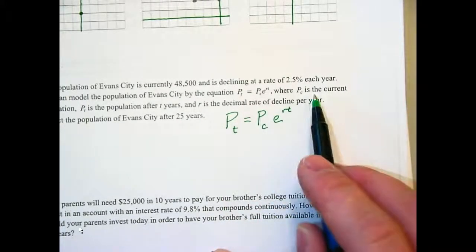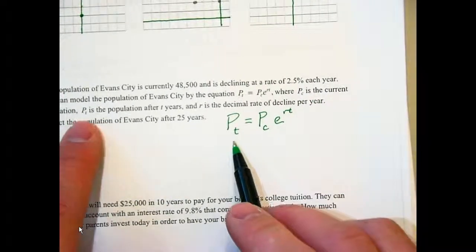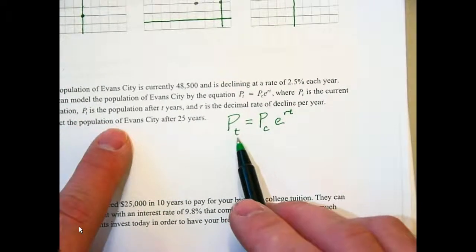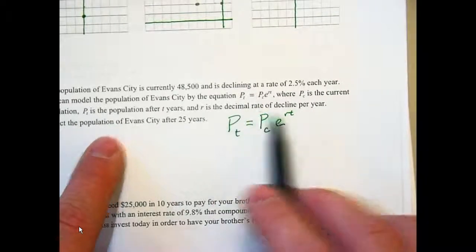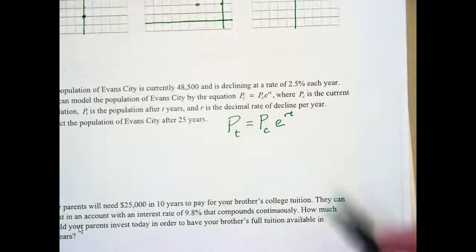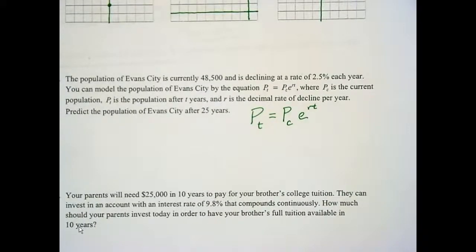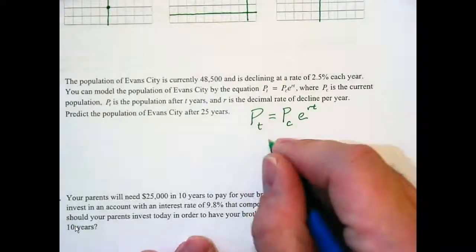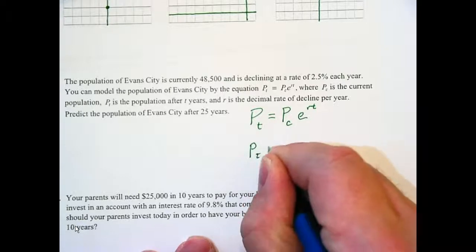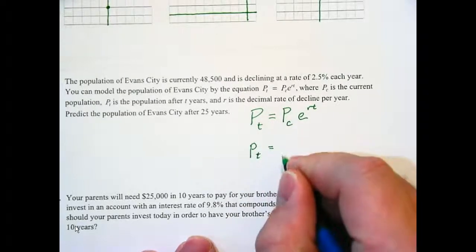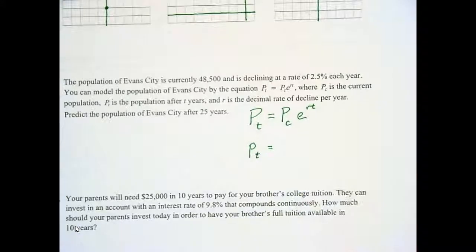P sub c is the current population, and P sub t is our future population after a certain number of years. r is the decimal rate of decline per year. Predict the population. If we're trying to predict P sub t, go ahead and tell your neighbor what you put there for your function. Okay, let's go ahead and take a look at it.